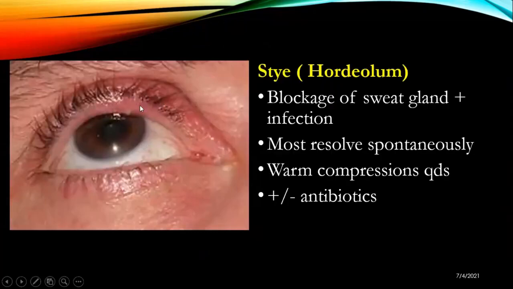And this is a stye, as it is commonly called, which is technically a hordeolum, at the lid margin. This is due to blockage and infection of the glands, and most resolve spontaneously, but you can help by doing warm compresses and applying antibiotic ointment along the lid margins.